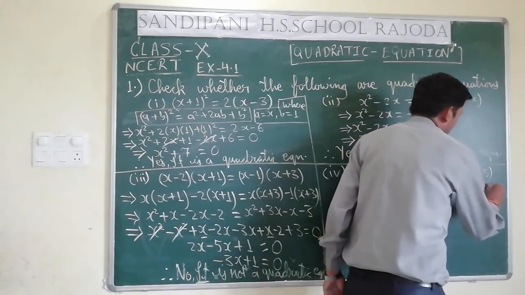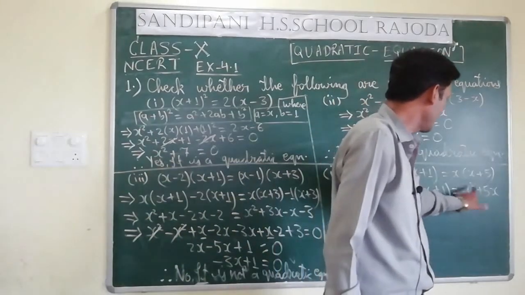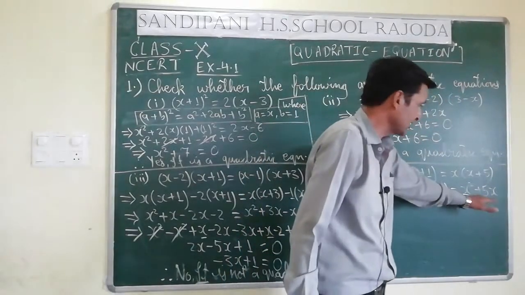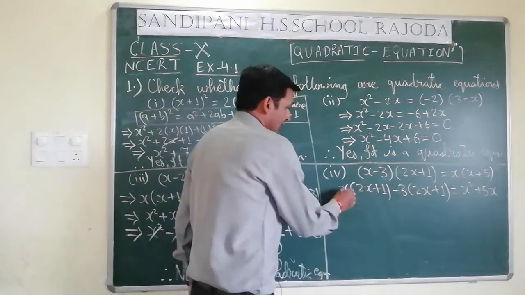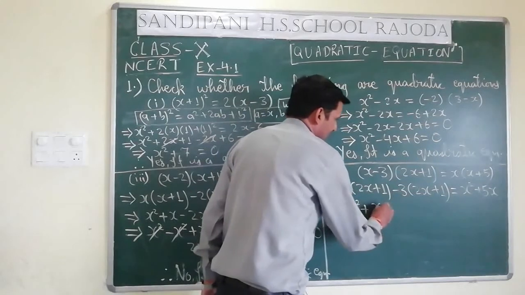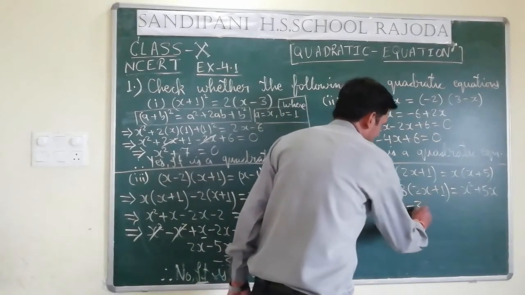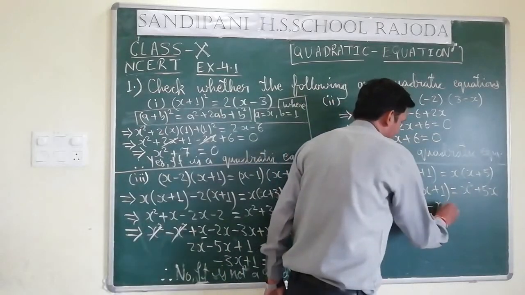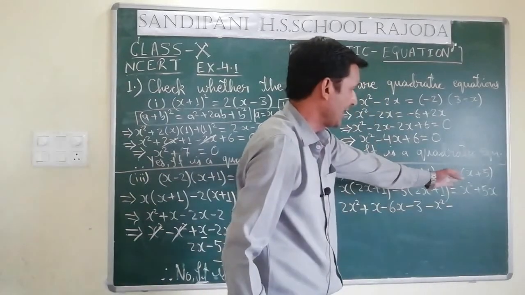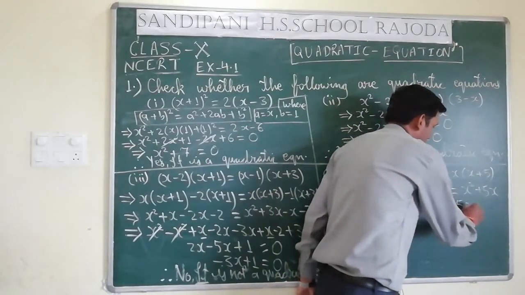You may directly multiply this x inside the bracket, then x into x is x square and x into 5 is 5x. Positive sign is there, so in second step also it is positive. Now x into 2x is 2x square plus x into 1 is x, minus 3 into 2x is 6x, minus 3 into plus 1 is minus 3, and this x square is shifted from RHS to LHS, then it is minus x square, and 5x is shifted from RHS to LHS, it is having positive sign, this will become negative here in LHS. So minus 5x is equal to 0.